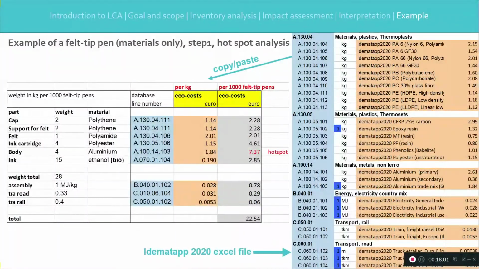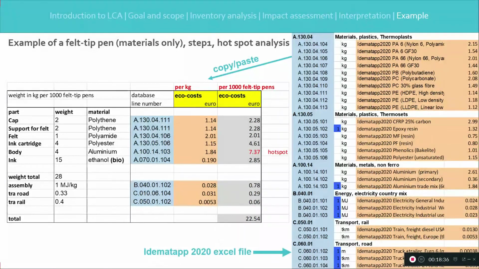This slide shows how to make calculations with the help of previous Excel tables. The example is on your second assignment, an LCA of a felt tip pen, materials only, step 1, hotspot analysis. The easiest way to structure such a calculation in an Excel worksheet is to make a list of components in the first column, give the weight in kilograms in the second column, or megajoule for energy and ton times kilometers for transport.